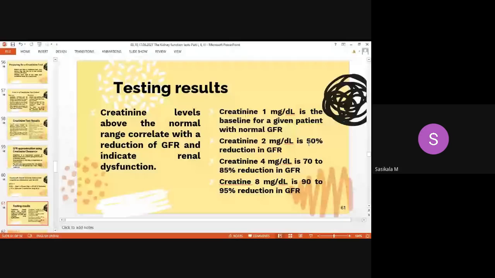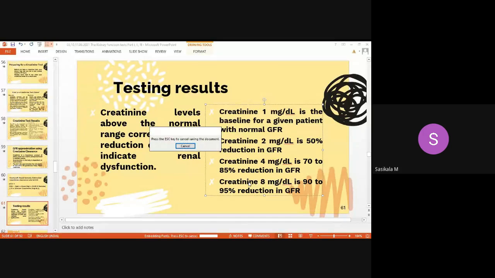That means kidney dysfunction has been started. Then creatinine 4 milligram per deciliter represents 70 to 85% reduction in the GFR. The rate will be reduced by 70 to 85%. Then with creatinine 8 milligram per deciliter, this creatinine represents blood creatinine, 8 milligram per deciliter is 90 to 95% reduction in the GFR. So this indicates, as we have already seen under GFR itself, the stages of kidney function. So kidney function and kidney failure can be monitored by knowing about creatinine level and GFR level.